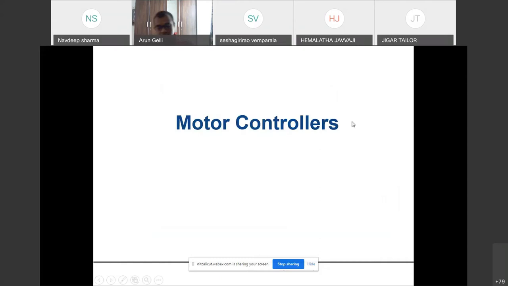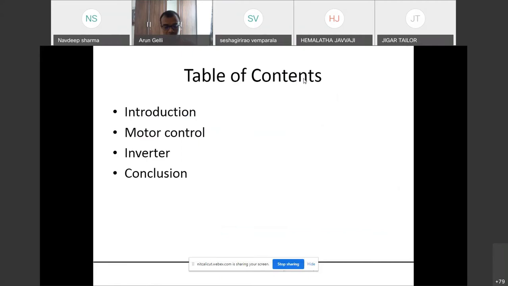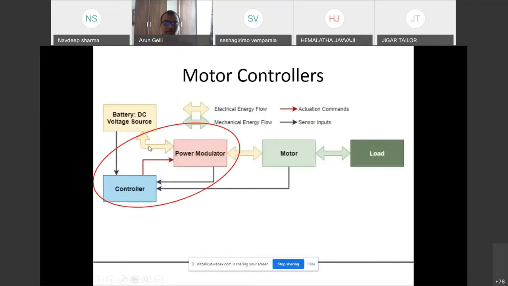So on that note, let's quickly go on to motor control. Some of the various topics that we cover in production: we'll look at the various control strategies, we'll look at what an inverter is and the functionalities of an inverter, and then we'll conclude. That's a major topic. As we have seen in this picture earlier, the motor controller is nothing but the inverter and the controller together, called the motor controller in electric vehicle technology.